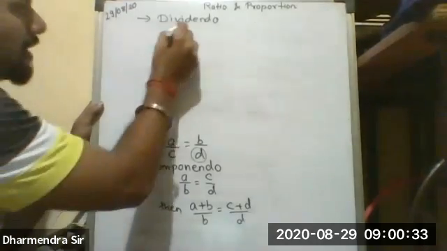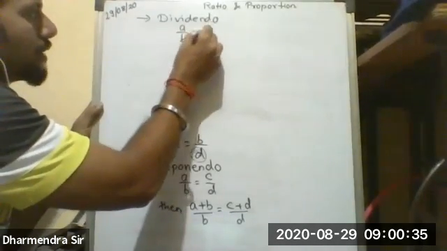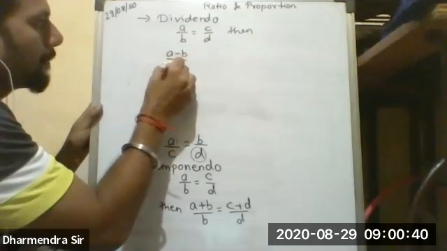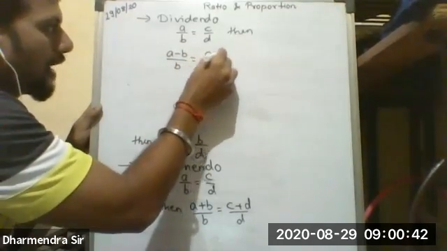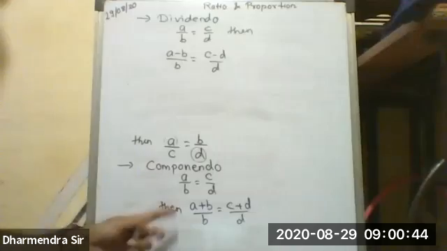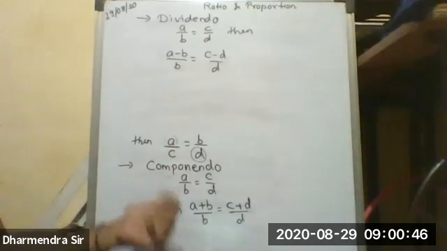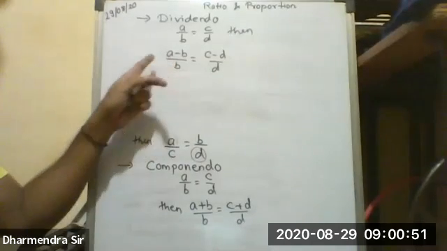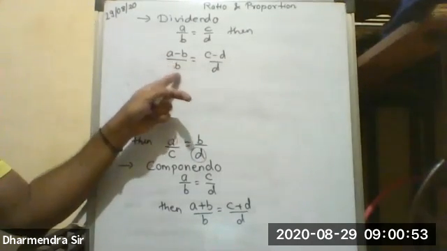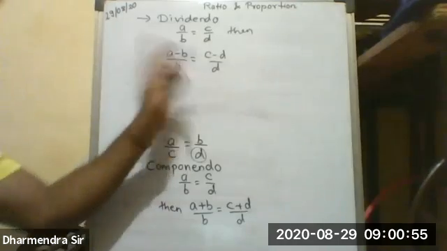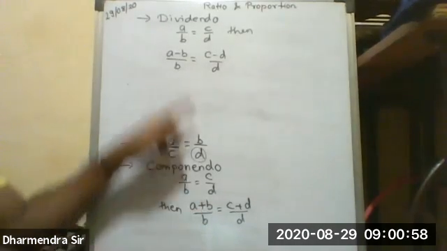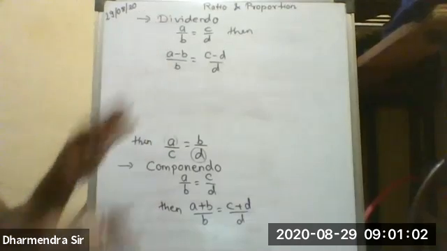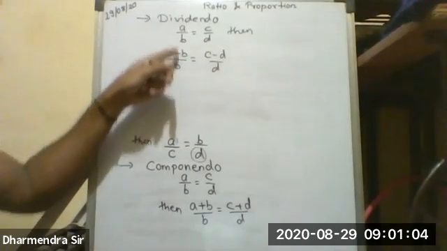Dividendo says that if we are having A by B equal to C by D, then A minus B by B is equal to C minus D by D. What is the difference in componendo and dividendo? In componendo, we have added, and in dividendo, we have to subtract. Subtract denominator from numerator, and others will remain same. Here we have taken addition, and here we are having subtraction. Componendo gets compounded, dividendo gets separated, so it gets divided.